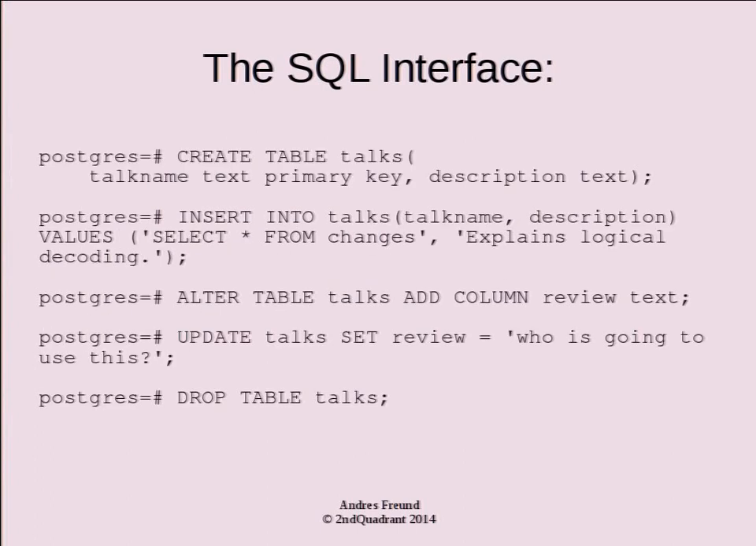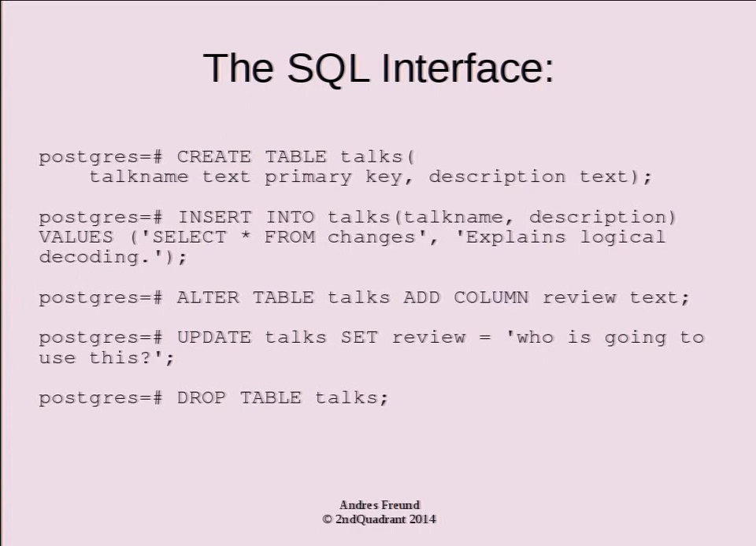So what happens if I actually perform DDL? Let's say I have a table talks. I create a table, the talk name is the primary key because I don't dislike surrogate keys, and there's a description. I insert a talk into the talk table, and then select star from the talk table, and the description explains what logical decoding is. And then to show off that it actually works with DDL, I'm going to add a new column, and I'm going to update the column to add a review for my talk, which is to say whatever. And then I'm going to drop the table.